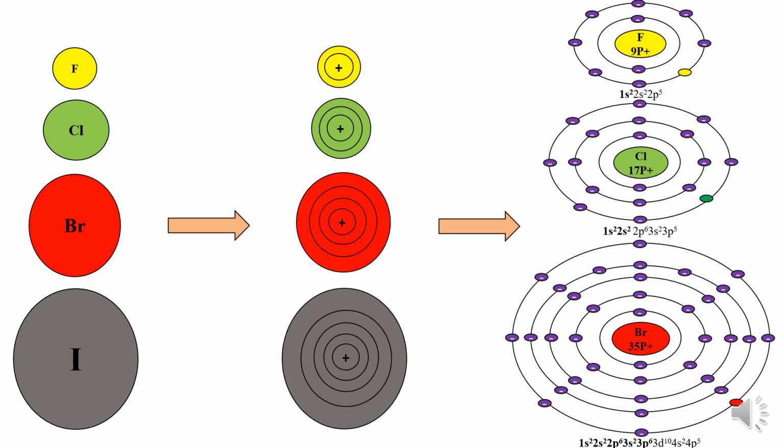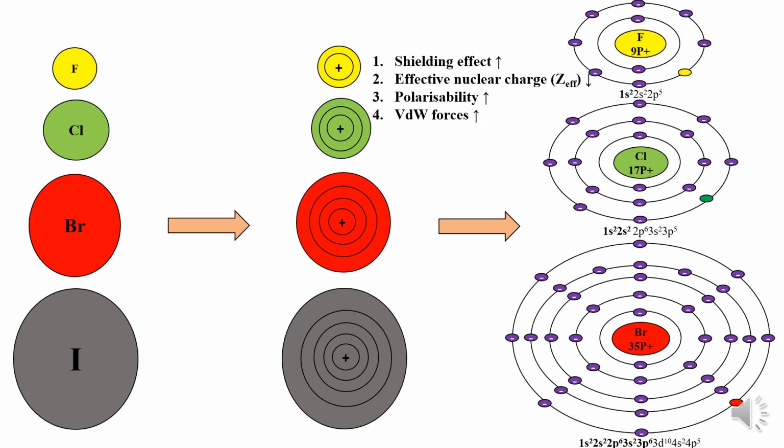So what is the outcome of this? The first outcome is that there is an increase in the shielding effect. What is shielding effect? Now, the inner core electrons, they partially block or reduce the electrostatic force of attraction between the positively charged nuclear protons and the negatively charged outermost valence electrons. This is called shielding effect.